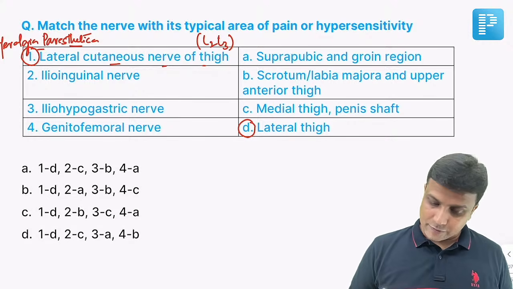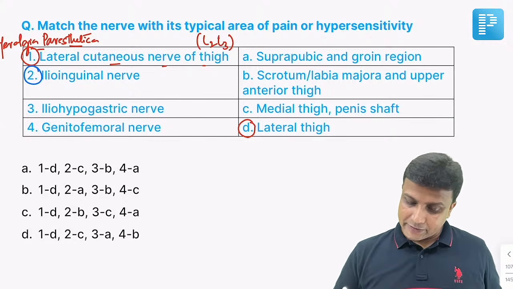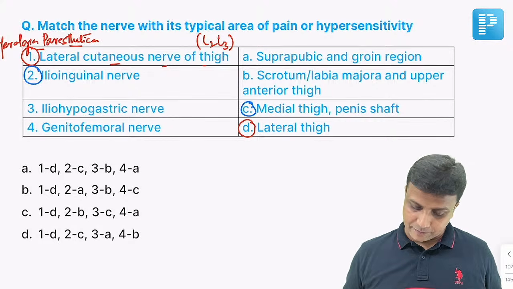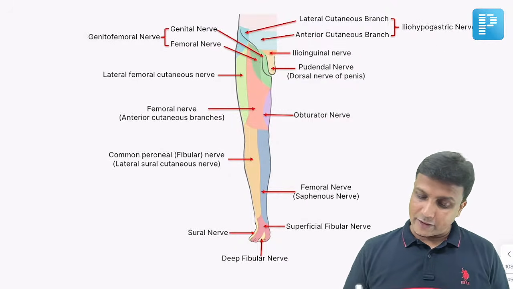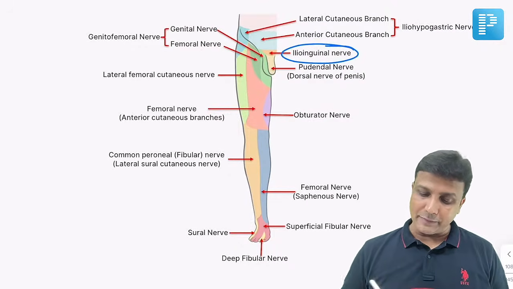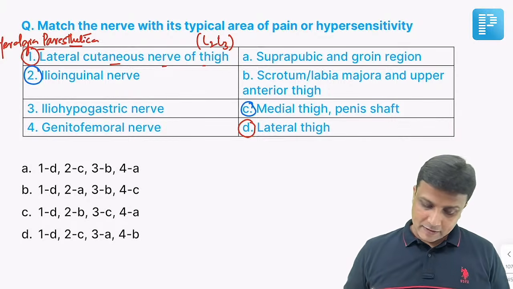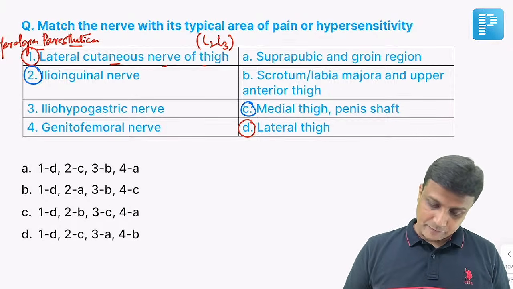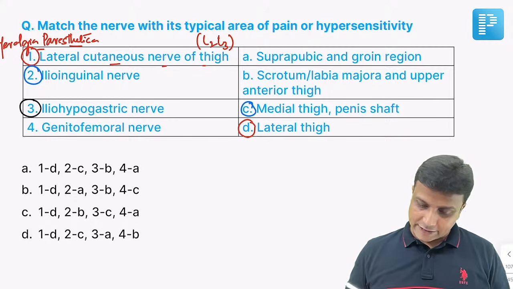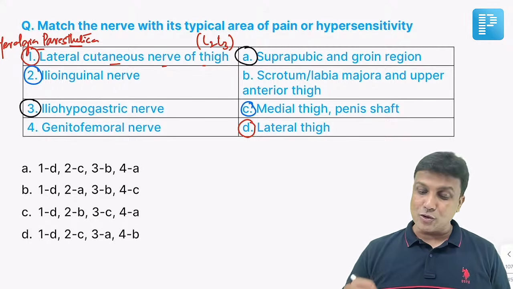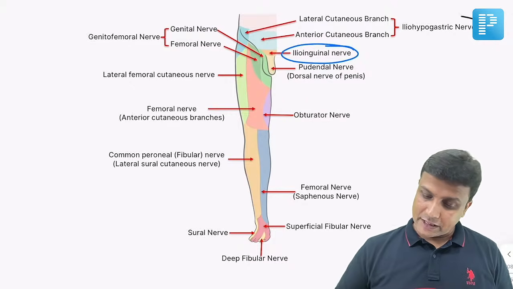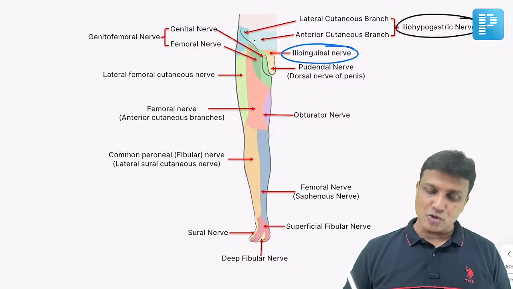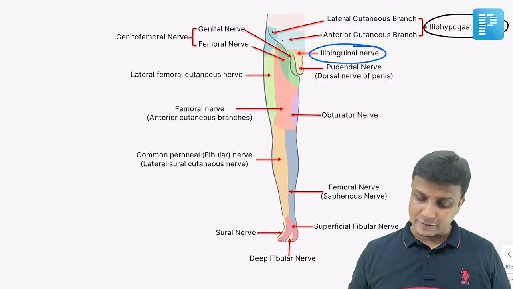It is the one which will be supplying the medial thigh and the penis shaft here. In this diagram, you can actually see the ilioinguinal nerve supplying the shaft of the penis. And then number 3, that is the iliohypogastric nerve, which is supplying the suprapubic and groin region. So here you can see the iliohypogastric nerve. It is supplying the suprapubic and the groin region, sir.